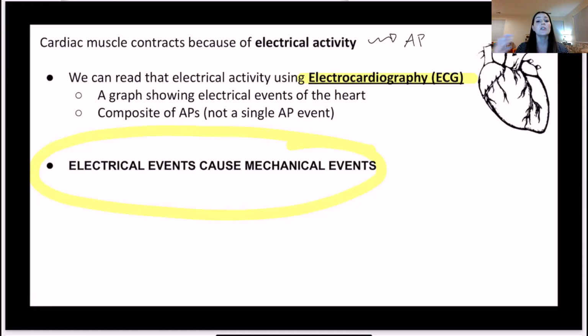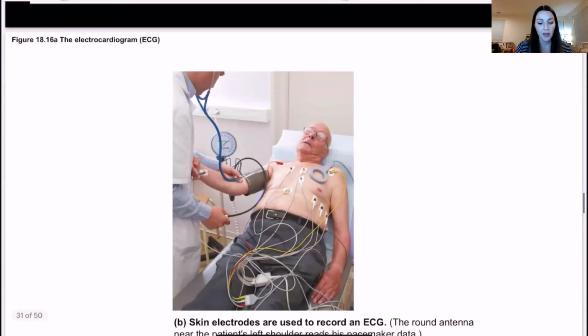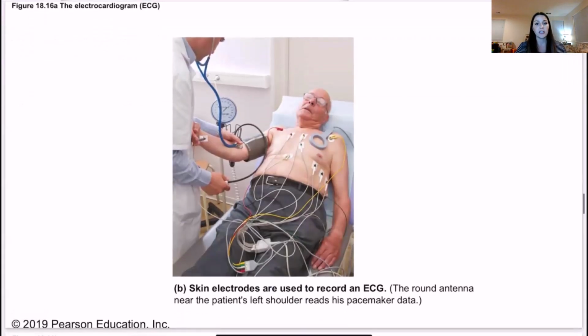Electrical events cause mechanical events. Depolarization causes contraction. Repolarization causes relaxation, okay? So think of those as causes, so there's a little bit of a delay. Okay, so here is what an ECG might look like.